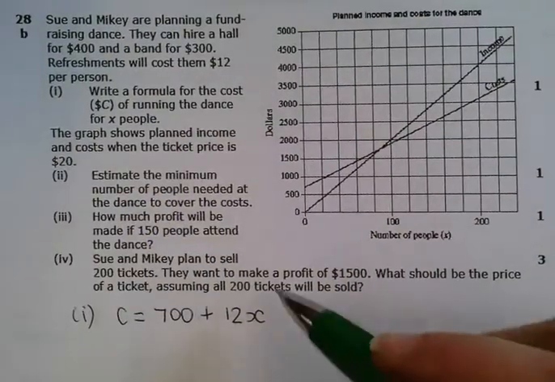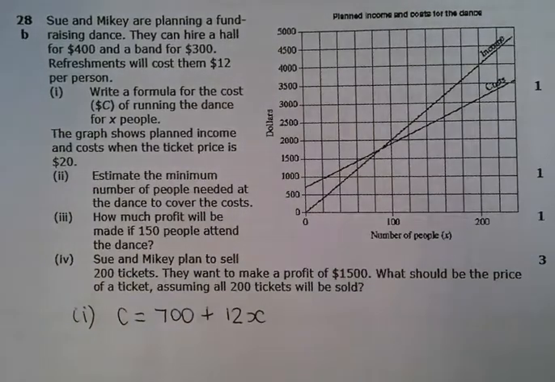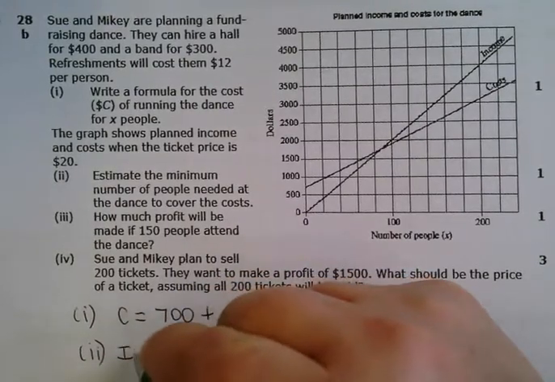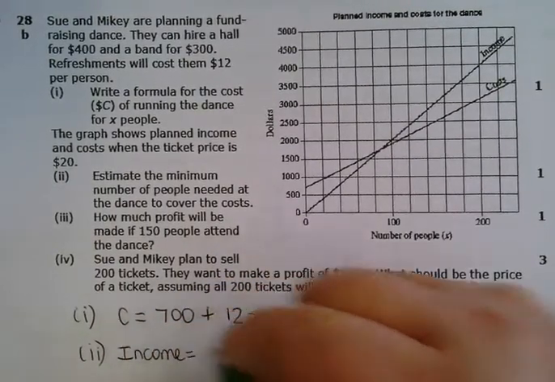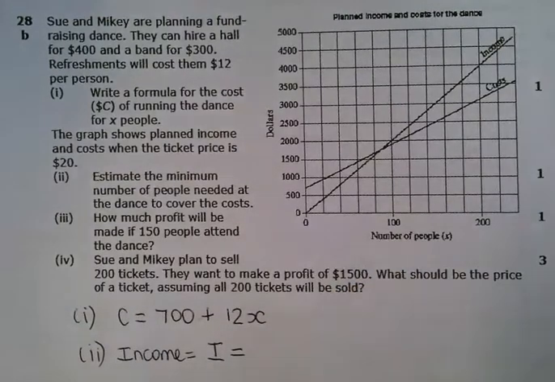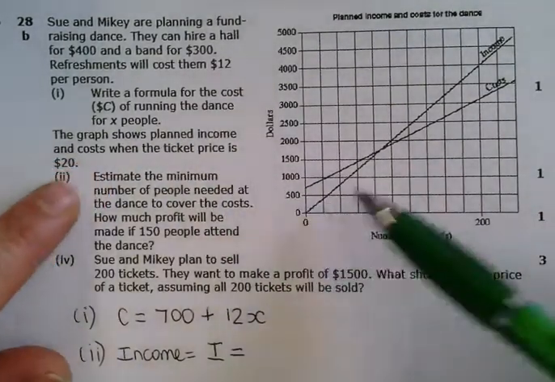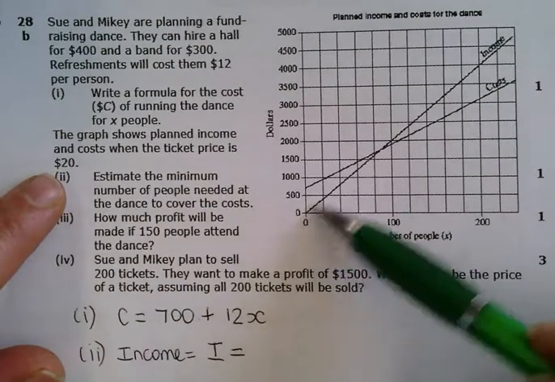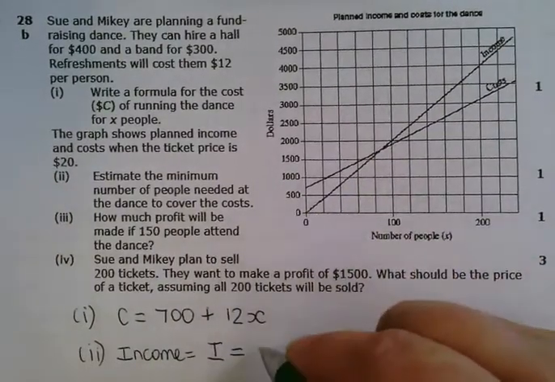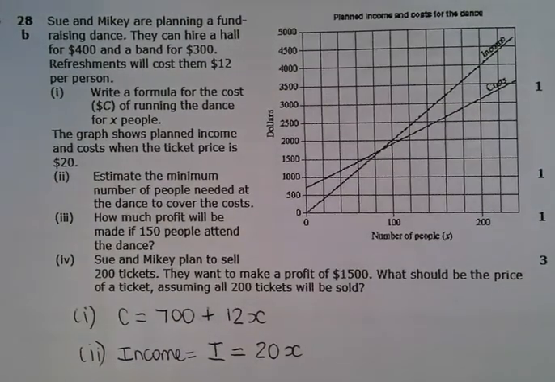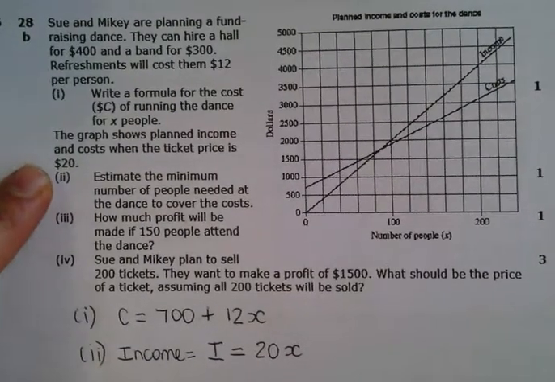Now, it does not ask you to write a formula for the income generated, but I want us to do that. So, the income generated, aren't they accepting $20 per person at the door? So the income is $20 a person, so it's 20 times X or 20X. I know they're not asking you to write it, but we should write it because we're going to have to solve something soon.